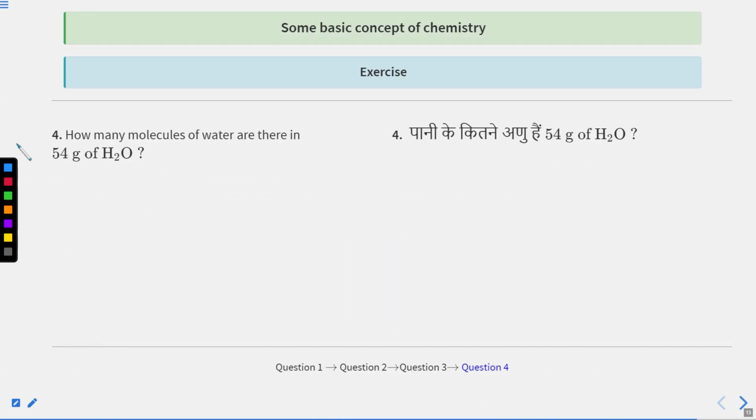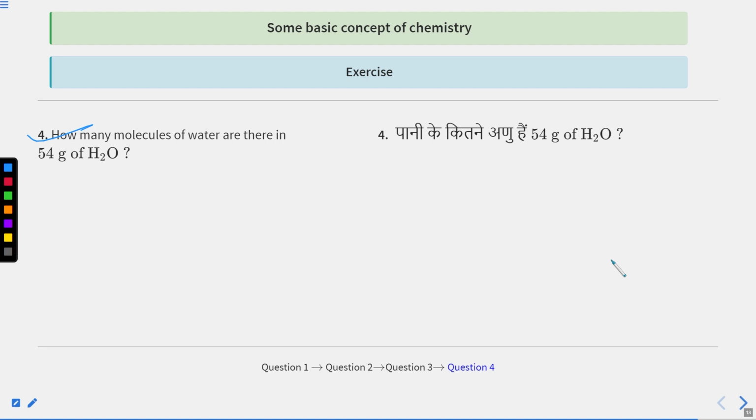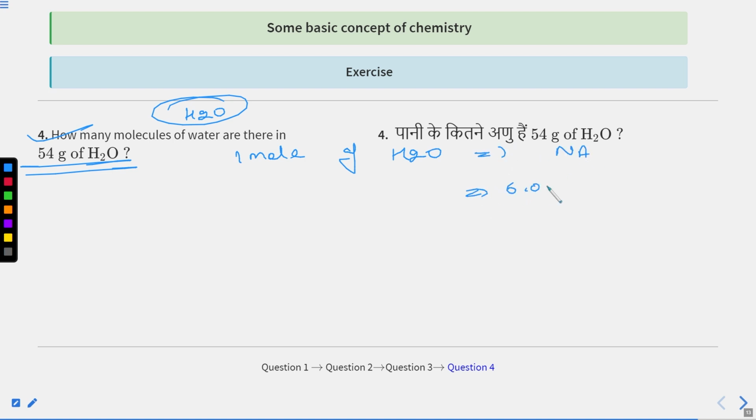Next question will be question number 4. What question number 4 is saying is, how many molecules of water, H2O, are there in 54 gram of H2O? How many molecules? Water formula is H2O, and in 1 mole of water, Avogadro number means 6.022 into 10²³ atoms are there.